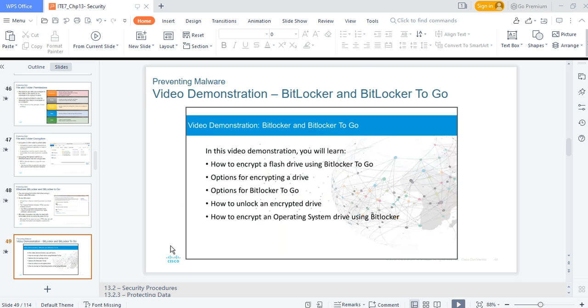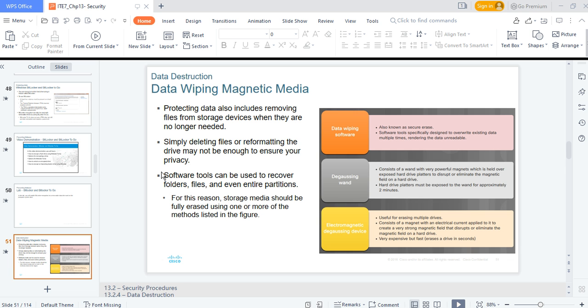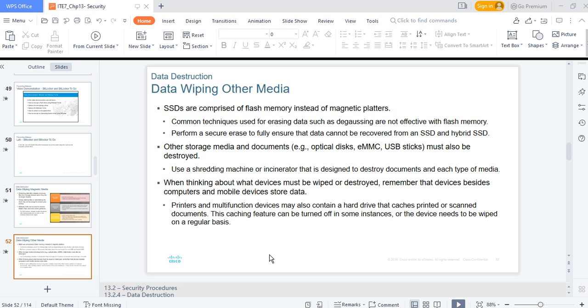Okay, folder encryption, we've talked about this in a previous module. So you want to look at this video demonstration. It explains how to encrypt a drive, and the options you have, for instance, Windows BitLocker. So data wiping: there are different ways you can do that. If you want to wipe data from your hard disk or your flash drive, you can use data wiping software, you can use degaussing, you can use an electromagnetic degaussing device. So these are the different ways you could remove data completely from your device.